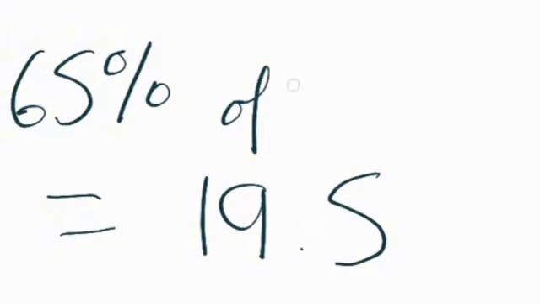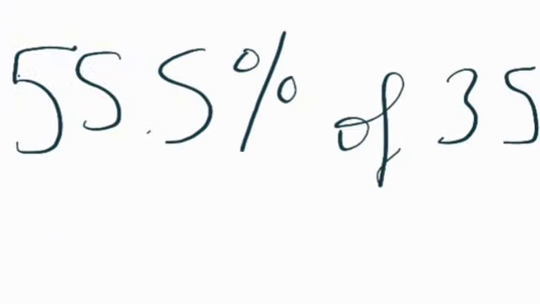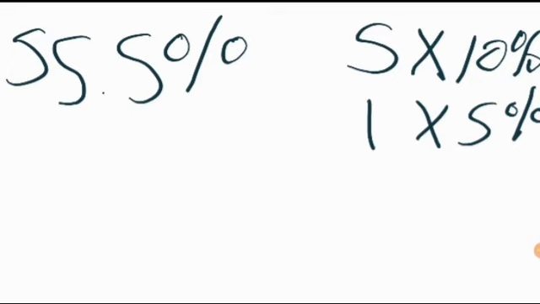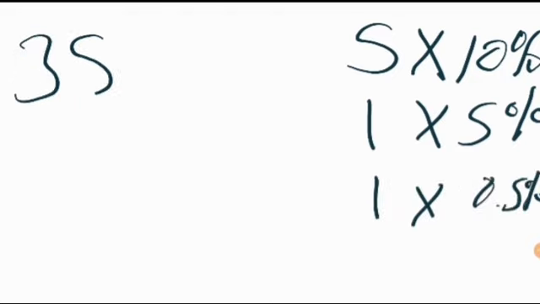Now I'm just going to do one harder question. We're going to be doing 55.5% of 35. Like the last question, I'm just going to be breaking it down. 55.5% has 5 10%s, 1 5%, and 1 0.5%. Now let's look deeper into 35 as a number.